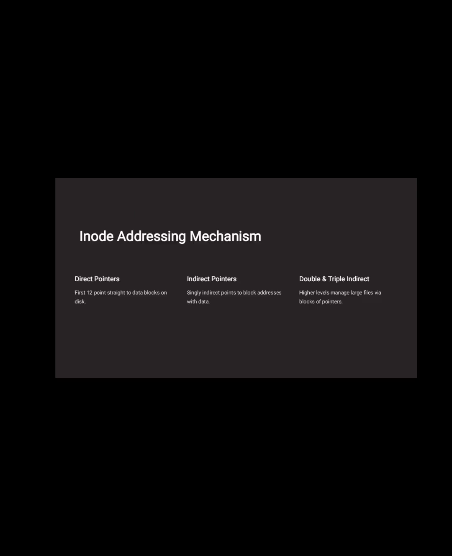Inode addressing mechanism. Direct pointers: the first 12 point straight to data blocks on disk. Indirect pointers: a singly indirect pointer points to a block address with data. Double and triple indirect are higher levels that manage large files via blocks of pointers.